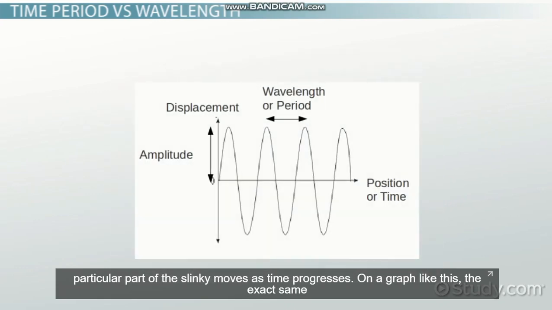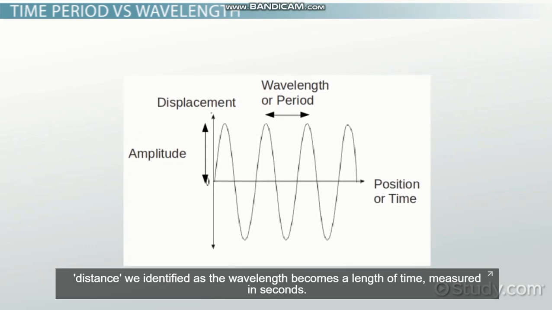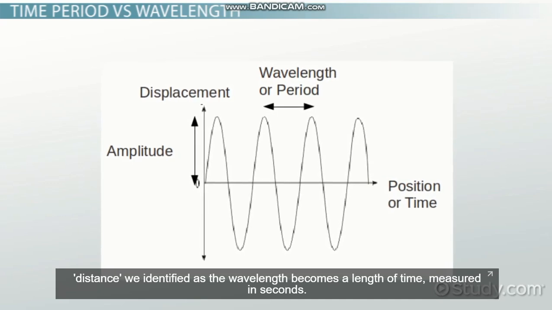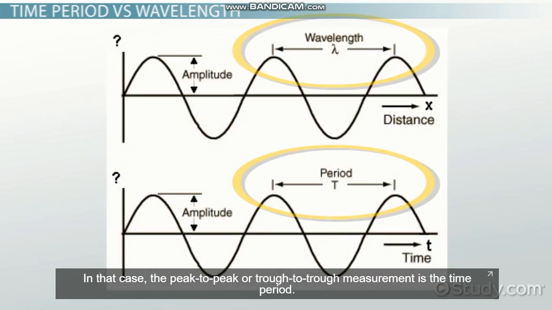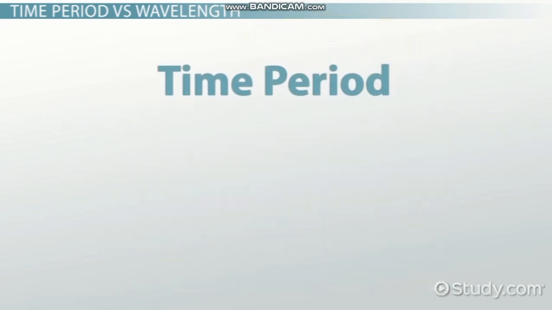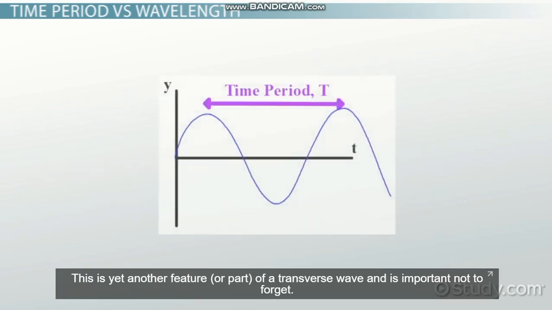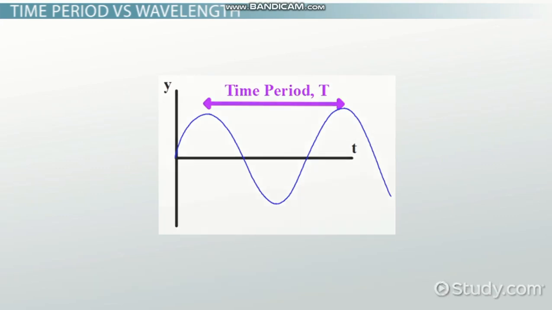On a graph like this, the exact same distance we identified as a wavelength becomes a length of time, measured in seconds. In that case, the peak-to-peak or trough-to-trough measurement is the time period. The time period of a wave is the time it takes for one full wave to pass a particular point. This is yet another feature or part of a transverse wave, and it is important not to forget.